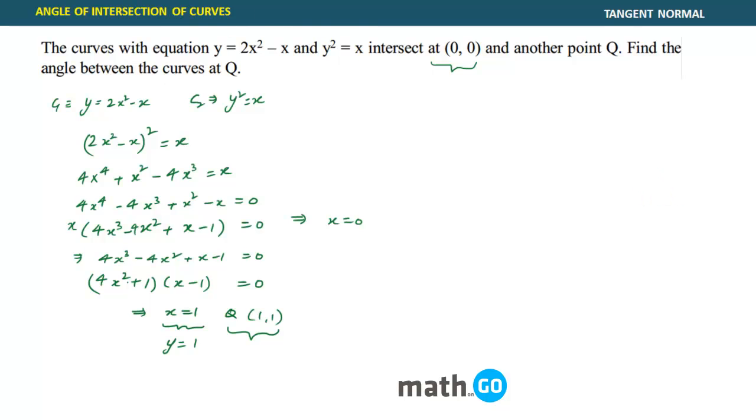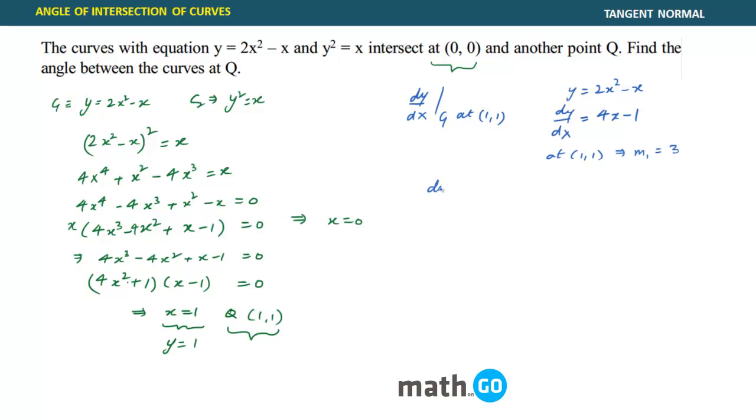So now we have figured out the point. Now our target is to find dy by dx for both the curves. So dy by dx for C1 at (1, 1). This is the first target. The first curve is y equal to 2x square minus x. So what is dy by dx now? It is 4x minus 1, and you need to find it at (1, 1). So m1 will be given by what value? Yes, it will become 3.